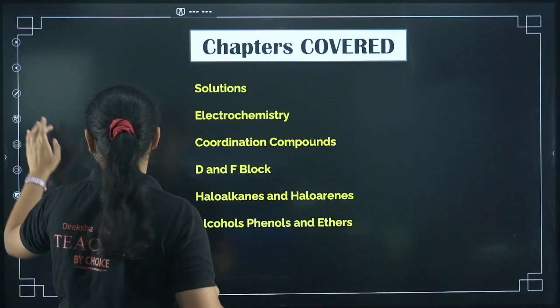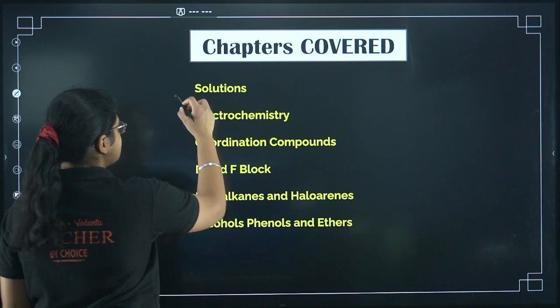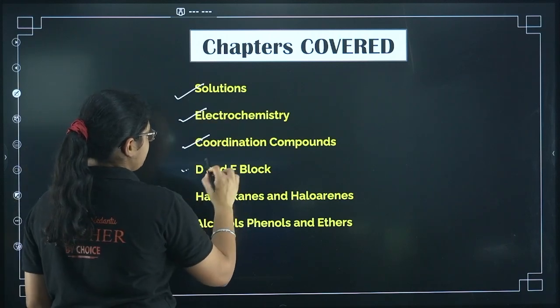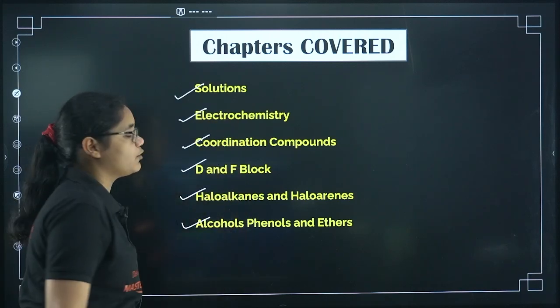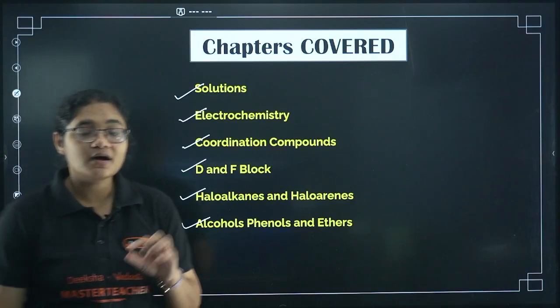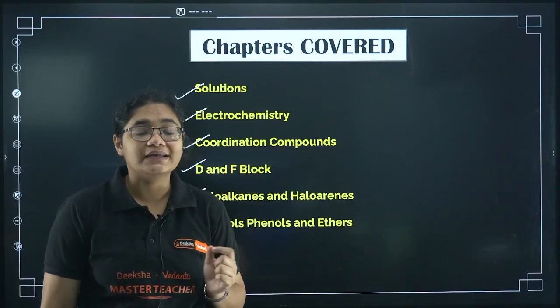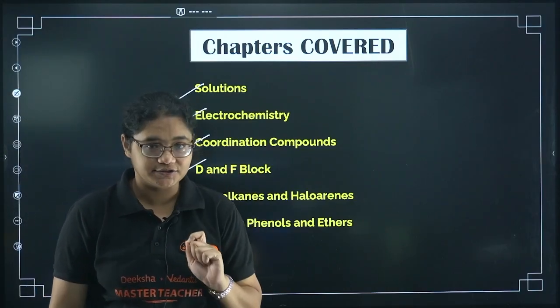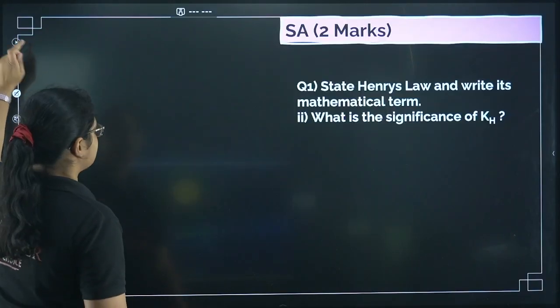First of all, we will be having these chapters in the list: solutions, electrochemistry, coordination compounds, d and f block, haloalkanes, alcohols, phenols and ethers. Now remember, this session includes only the most important questions. Okay, coming to the first chapter, that is solutions.